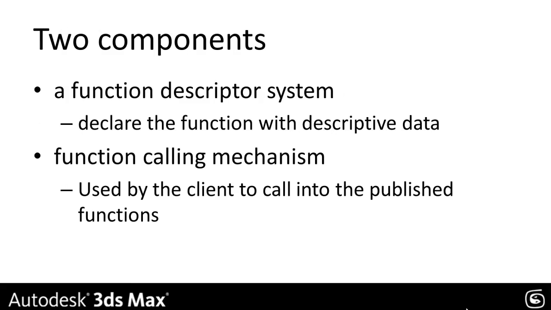So to do function publishing, there's basically two components. There's a function descriptor system, which allows you to declare the function with descriptive data. And this is very similar to the parameter block idea that we just looked at. So you have to describe how your function is going to be called. And it uses similar types, like if the function is going to take a parameter of integer, you're going to use the type _int to describe that. And then it provides a function calling mechanism. So this would be used by the client to call into the published functions.